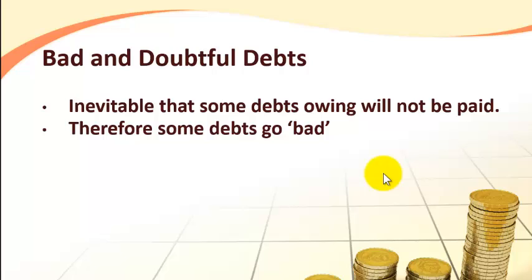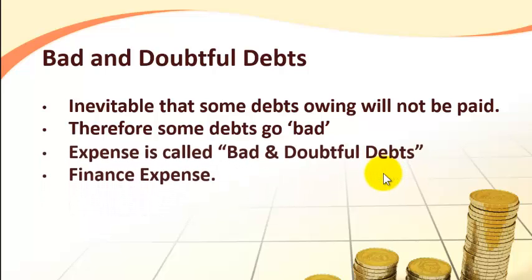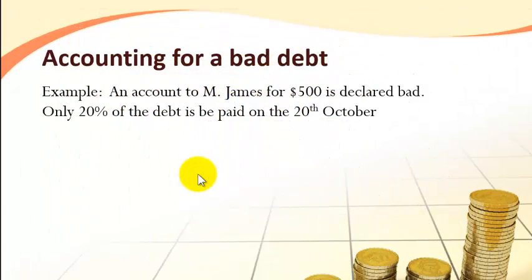Now, it's inevitable that some debts are not going to be paid, and we call those debts going bad. This is called a bad and doubtful debts expense, and in the income statement it's allocated as a finance expense. Now, what happens when we as accountants have to account for bad debt? Let's go through an example.